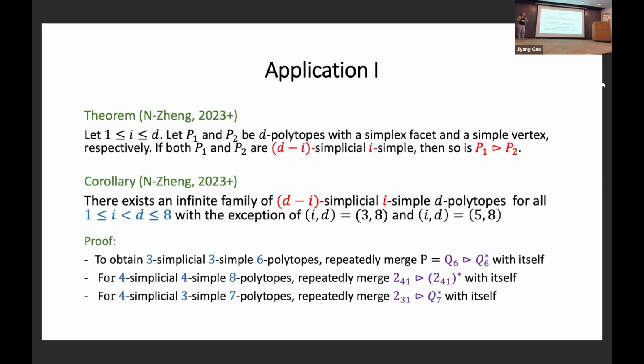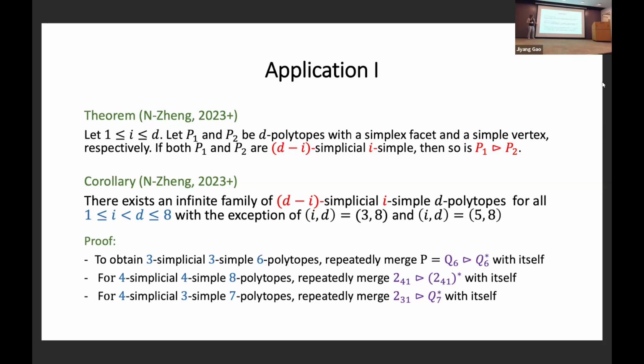One almost immediate application is that now we can create infinite families of d minus i simplicial i simple d-dimensional polytopes for almost every pair i and d, as long as i is at most d. The two pairs of i, d that we still cannot handle are 3, 8 and 5, 8, but as long as i, d is not one of those two pairs, we can create infinite families of d minus i simplicial i simple polytopes. And so let me sketch the proof.